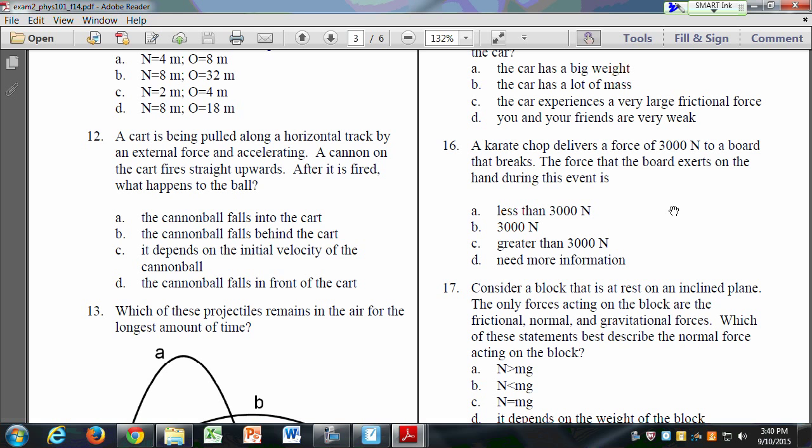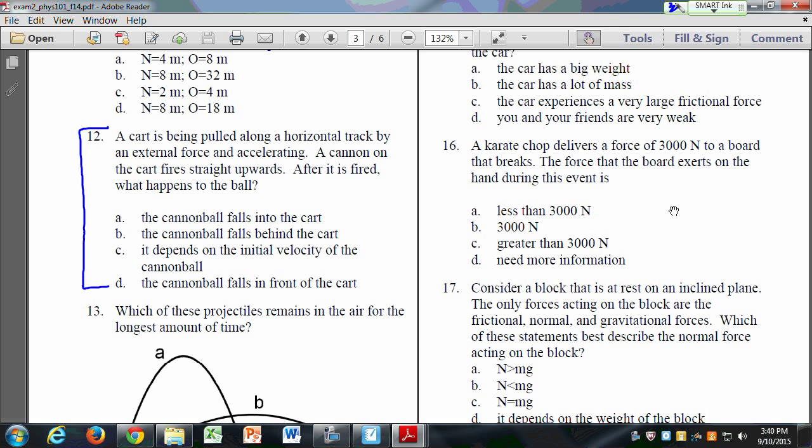How about this one? A cart is being pulled along a horizontal track by an external force and it's accelerating. A cannon on the cart fires straight upwards. After it is fired, what happens to the ball? Does the ball fall into the cart? Does it fall behind the cart? Or does it depend on the initial velocity of the cannonball? Or does it fall in front of the cart?